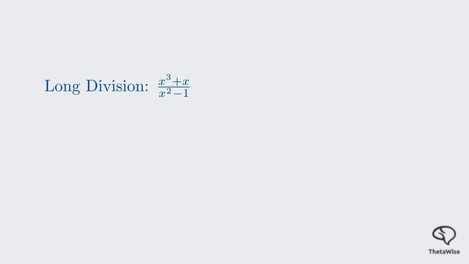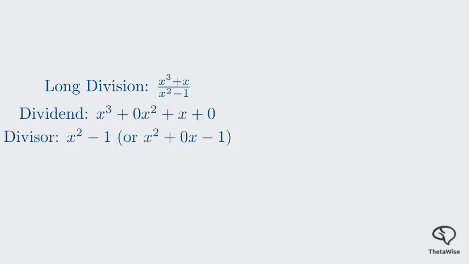For long division, it's good practice to write the polynomials with all powers of x, even if the coefficient is 0. The dividend is x cubed plus x, and we can write the divisor as x squared plus 0x minus 1. Now we set up the division. Here's our setup. How many times does x squared go into x cubed?